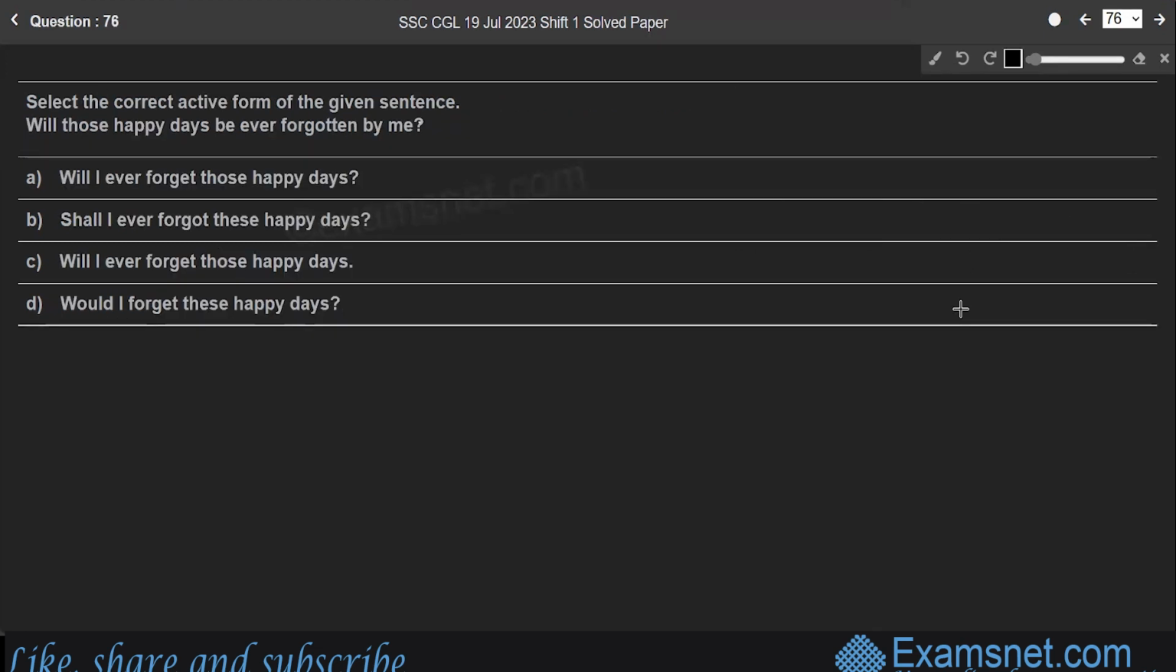Question 76. Select the correct active form of the given sentence. Will those happy days be ever forgotten by me? So the given sentence is in passive voice form, right? The passive voice here starts with will. That means the sentence is an interrogative sentence. An interrogative sentence always starts with a modal. Modal here is will, right?